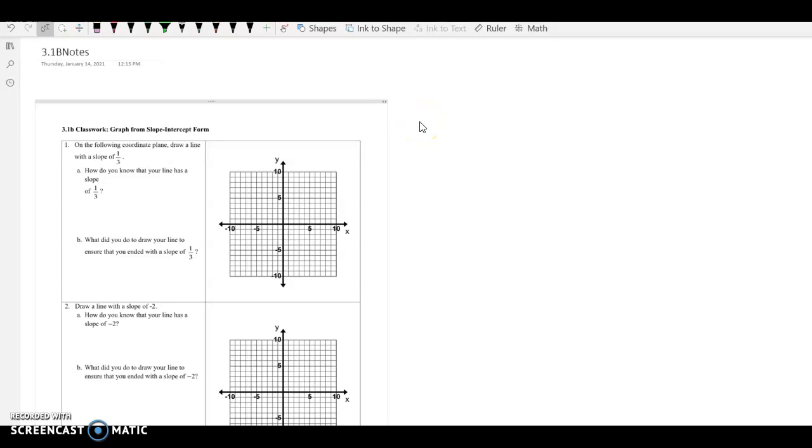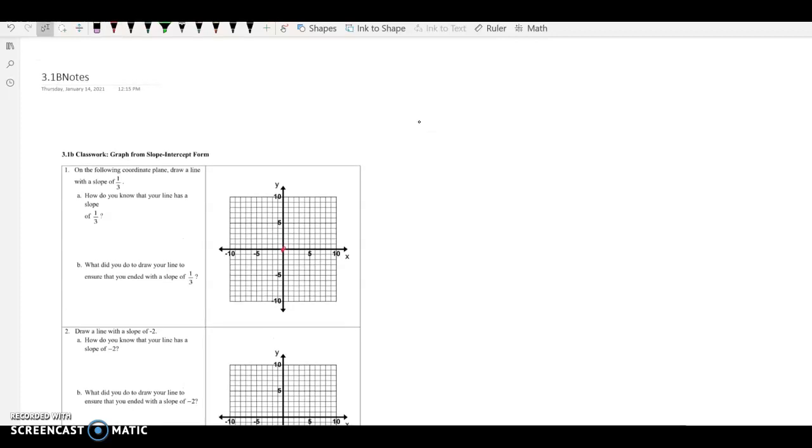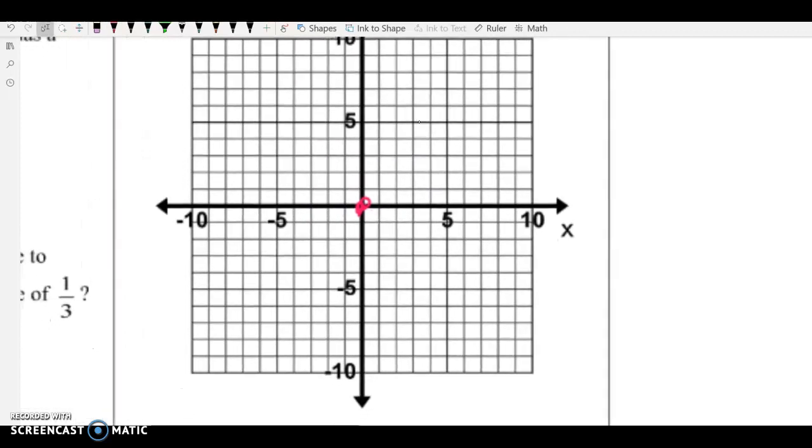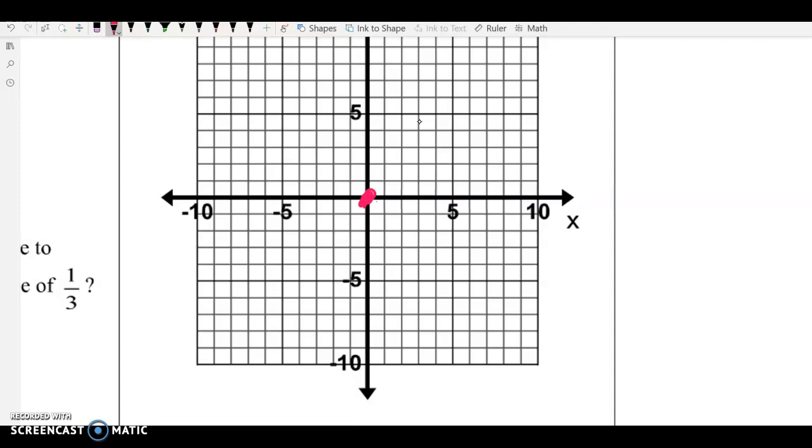All right, guys, so 3-1b is all on slope intercept and graphing from slope intercept. So it says on the following coordinate plane, draw a line with a slope of 1/3. So I'm just going to make it easy on myself. I'm going to make my starting point, or my y-intercept, the origin. From this point, how do I make a slope of 1/3?